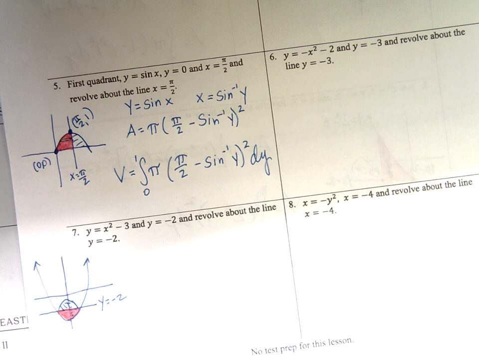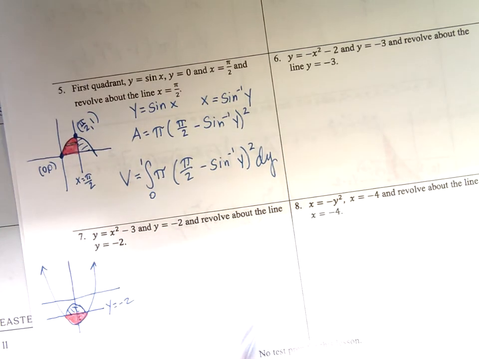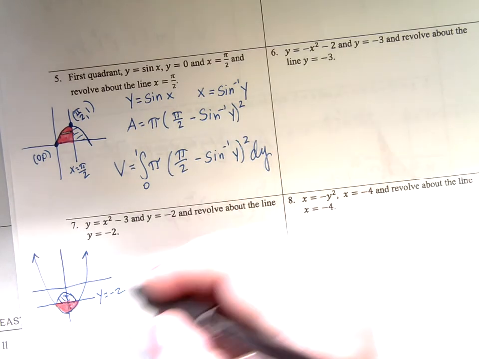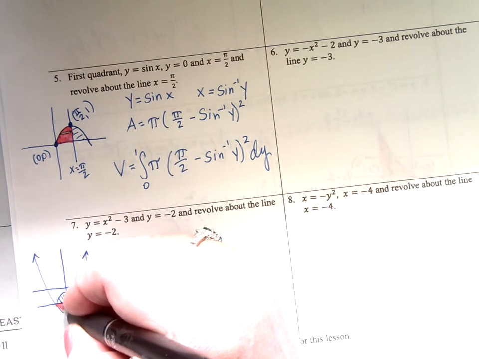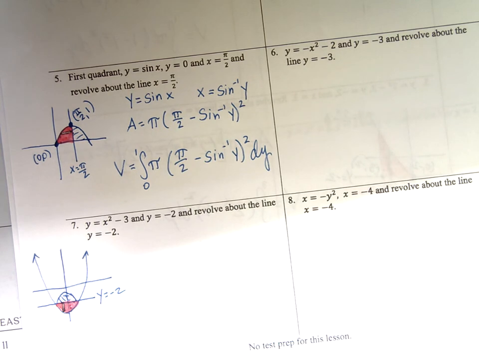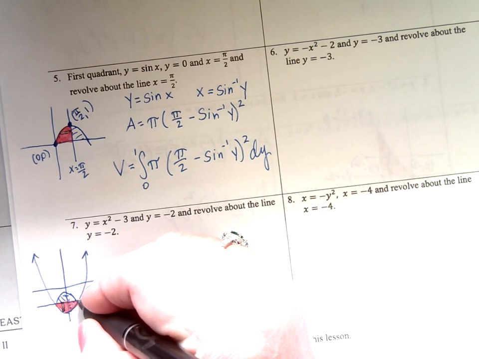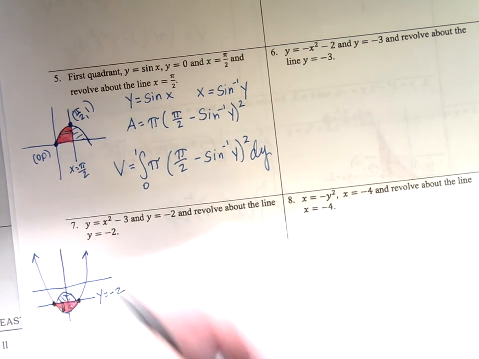Representative rectangle has to be perpendicular. You're going to get tired of me saying that, at negative 2. So that means it's going this way, perpendicular to it. I need to know my bounds. I need to know this point and this point. How do you get them? By setting the equations equal to one another.